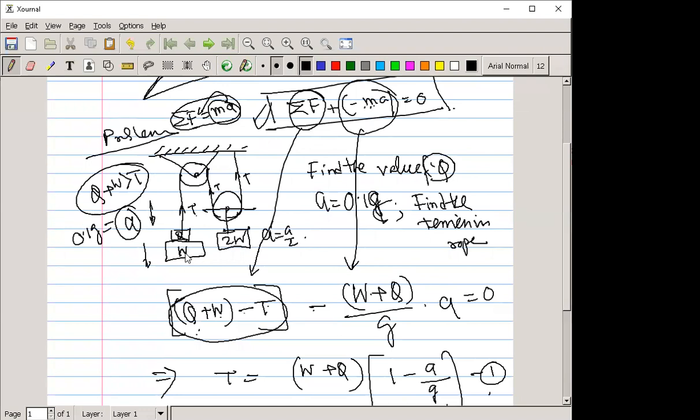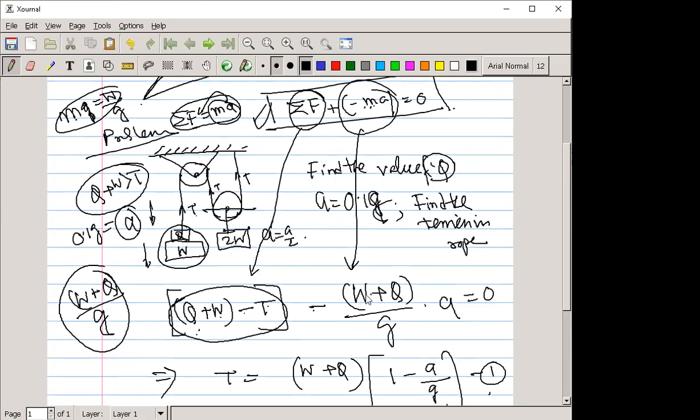What is the mass? This is W, the weight. So the weight plus Q, right? This is the weight of this total body. If we divide it by g, it is now simply mass, because you all know that weight is m into g, the weight of any particle. So if we divide any weight by g, it is simply the mass. That's why this is the mass m. So here m is W plus Q by g, and a is simply the acceleration. Is it okay now?